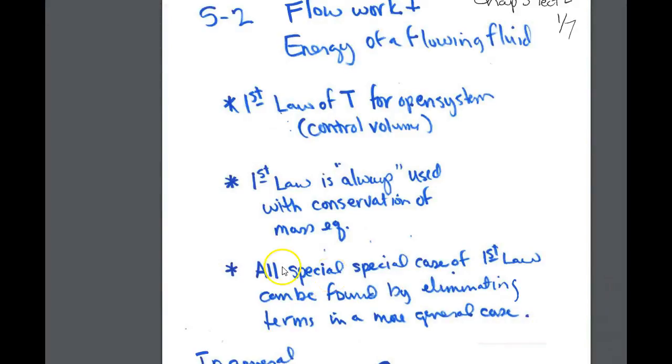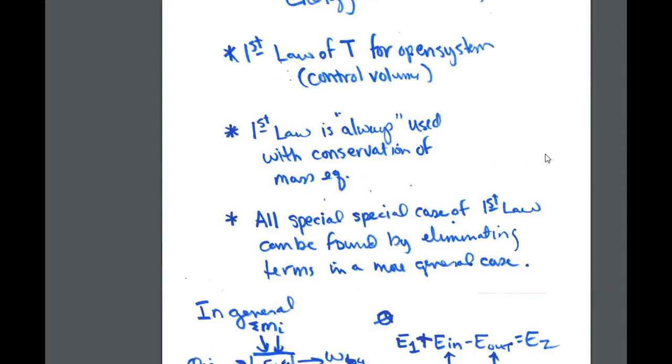So first of all, flow, work, and energy of a flowing fluid is what we're talking about today. And the first law of thermodynamics for an open system is the topic. And specifically, an open system is also called a control volume. The first law is always used in concert with the conservation of mass equation.